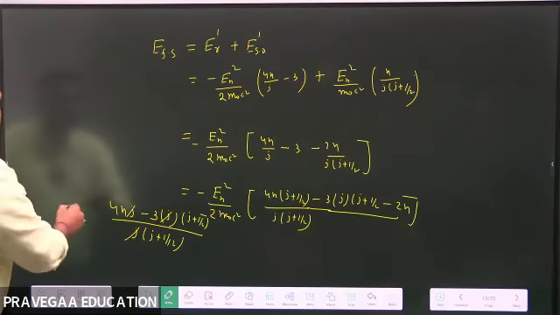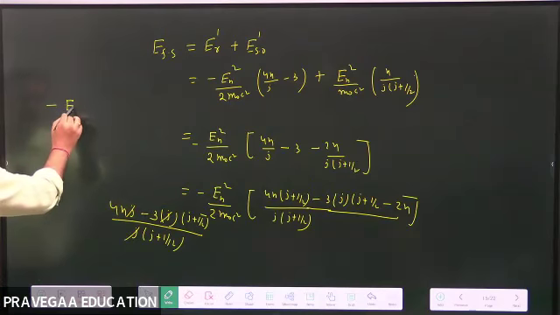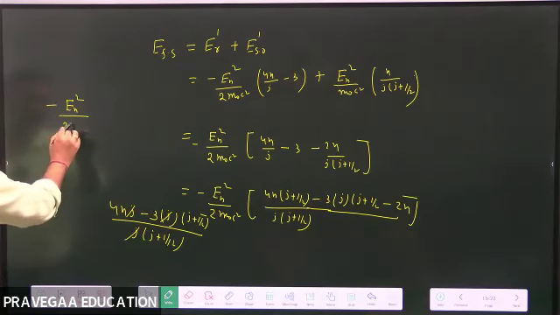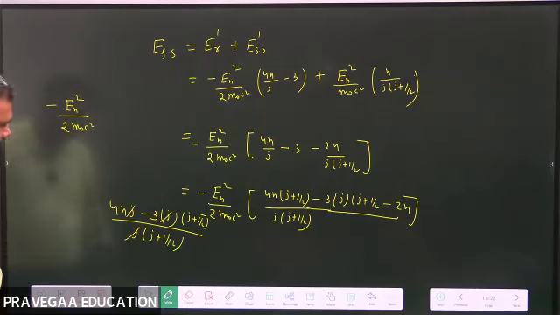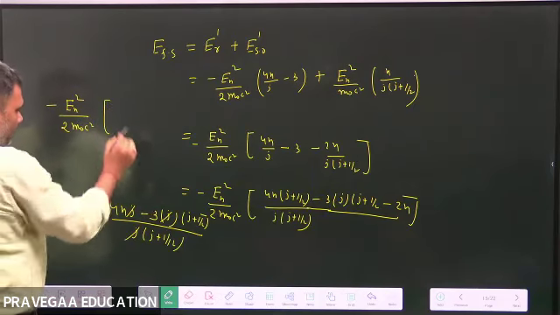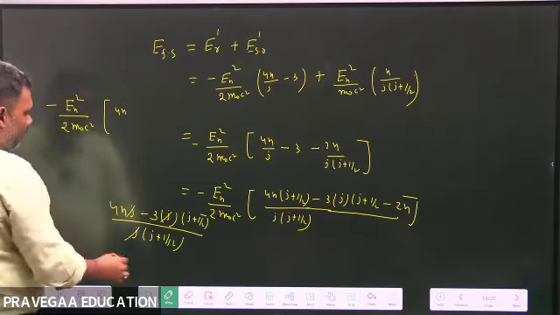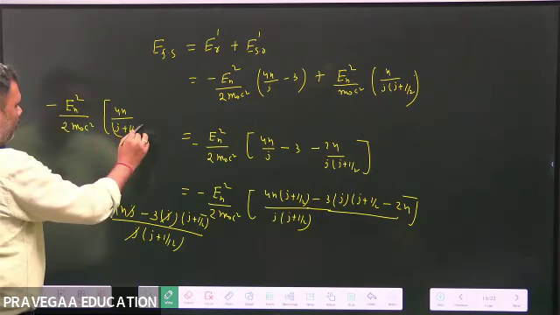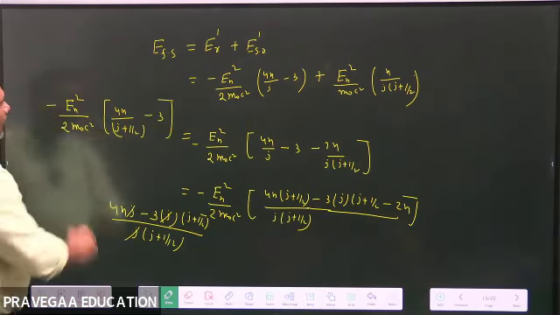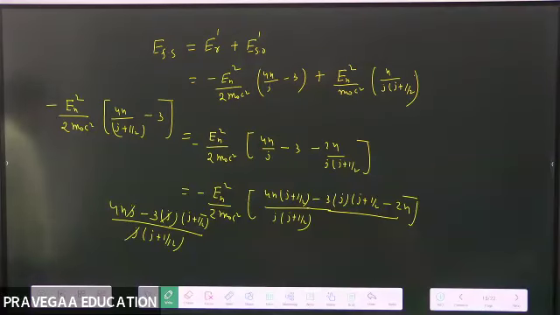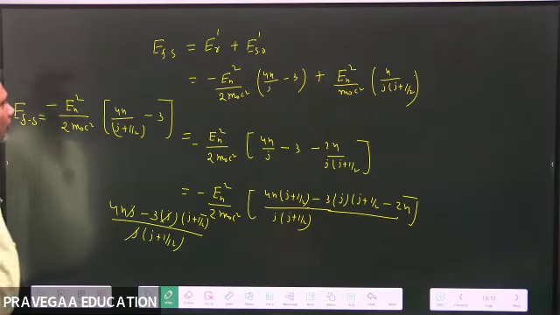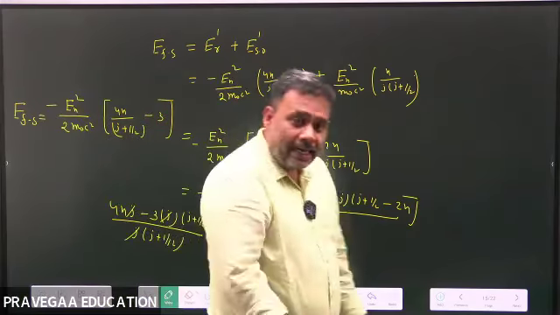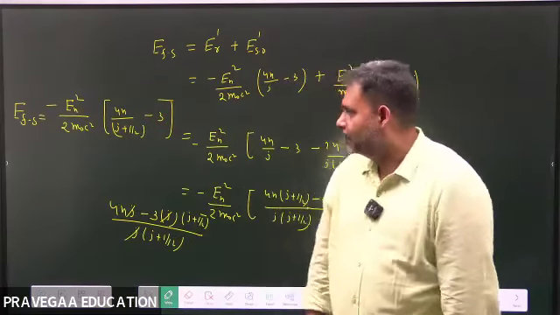So बाहर वाला टर्म तो ऐसा ही रहेगा, that is minus En square upon 2 m naught c square, and we have 4n by j plus half minus 3. What a compact form, नहीं? Yes, so this is your E fine structure due to relativistic as well as spin orbit coupling.